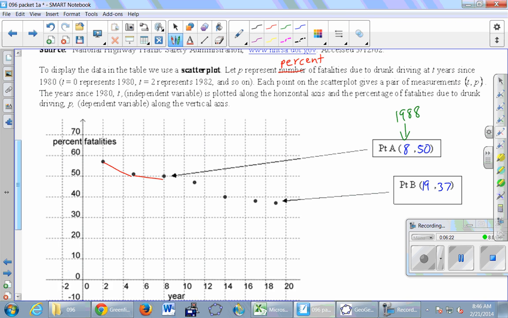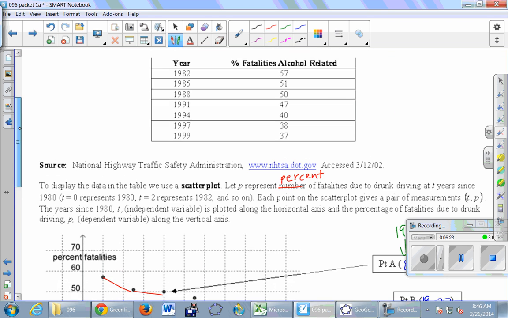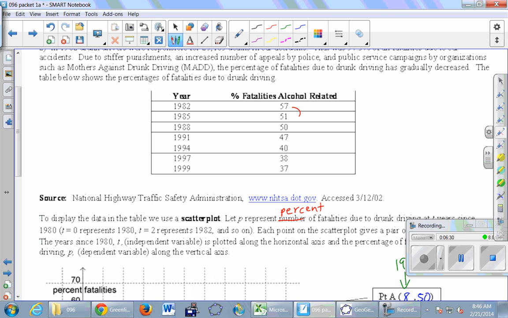It went down steeper in that first time interval than the second one. And that's immediate from looking at the graph, whereas if I just had the table, I would have to start doing some subtracting. What was the decrease? What was the percentage decrease there? It was 6% down, and then here, 1%.